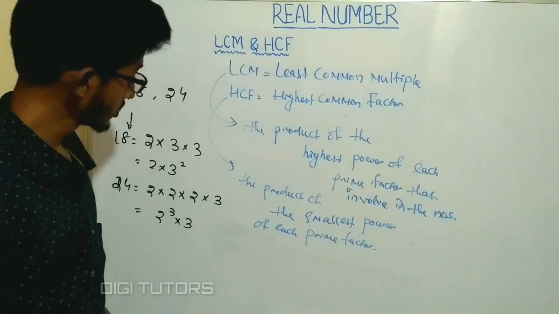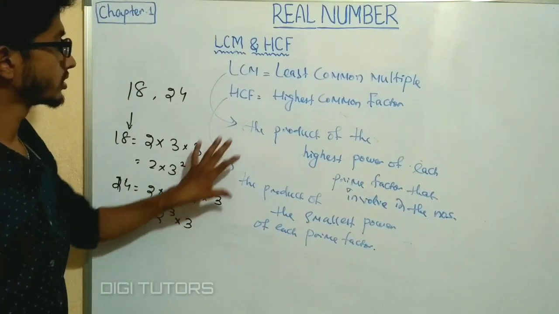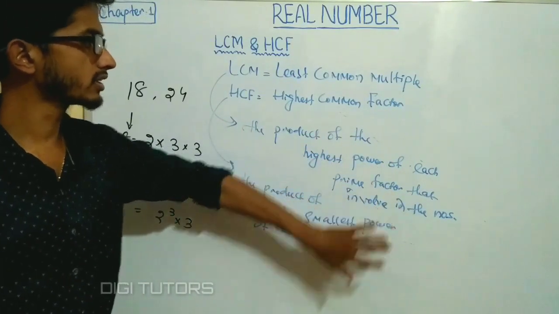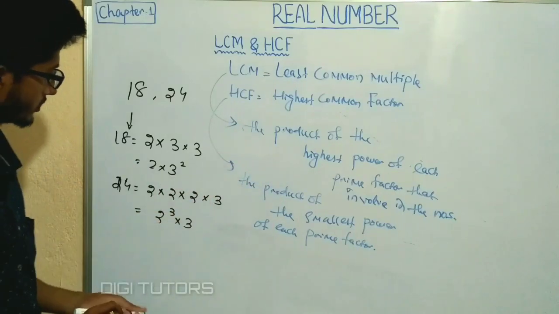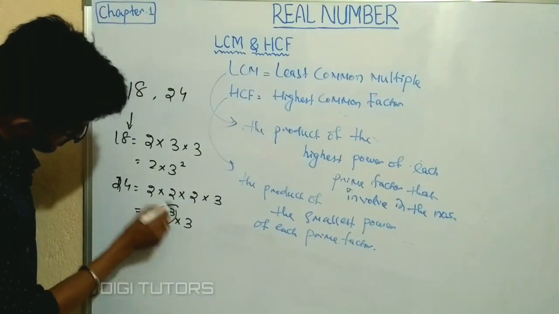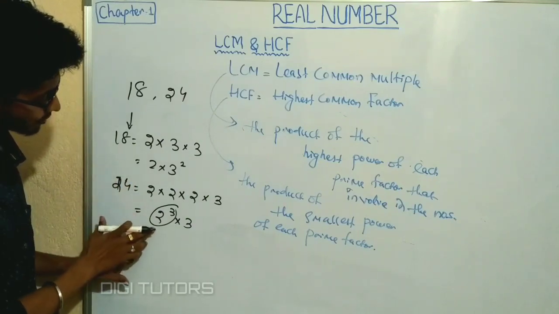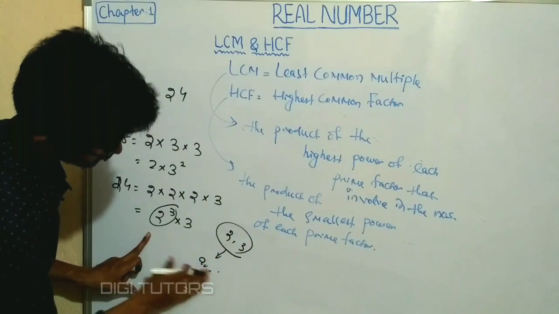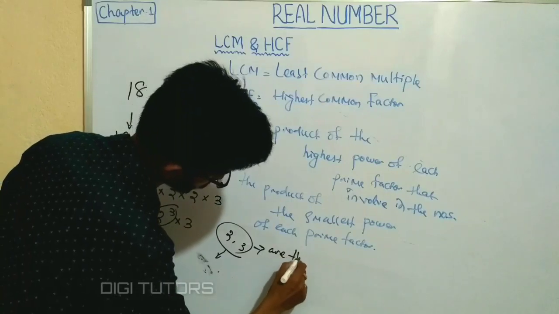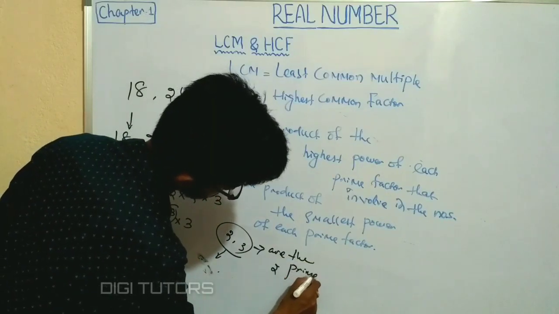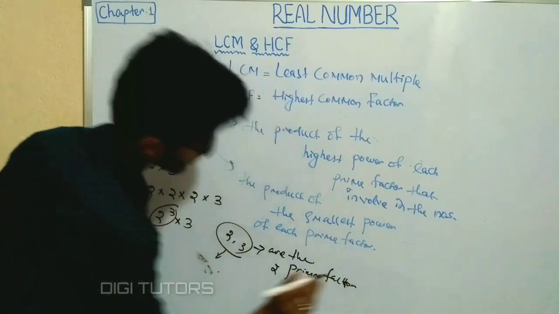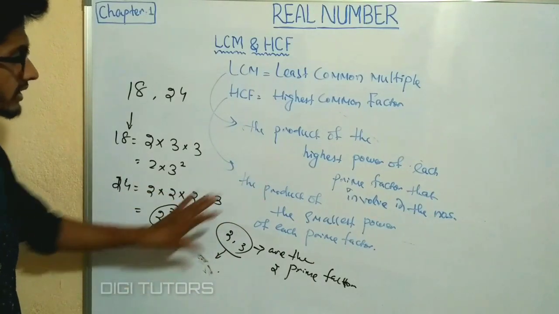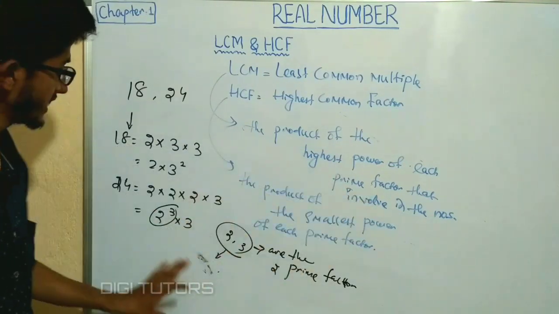Okay, now how can we find the LCM, that is the product of the highest power of each prime factor that is involved in these numbers. In 18 and 24, the prime factors 2 and 3 are the two prime factors involved in these numbers. So we have to take the product of the highest power of each prime factor.